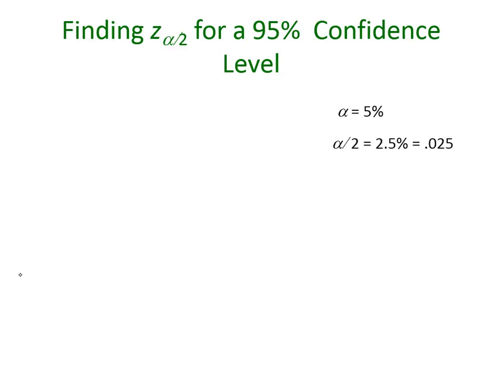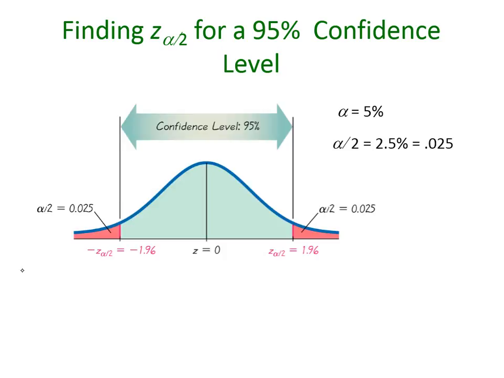We're going to have the 2.5%, or 0.025, in both tails. If I want alpha over 2 to be in each of these tails, so 2.5% in this tail and 2.5% in this tail, what is that z-score that cuts that piece off?